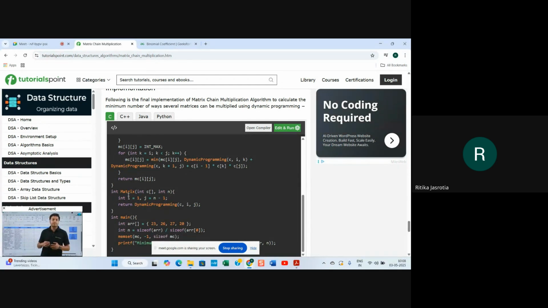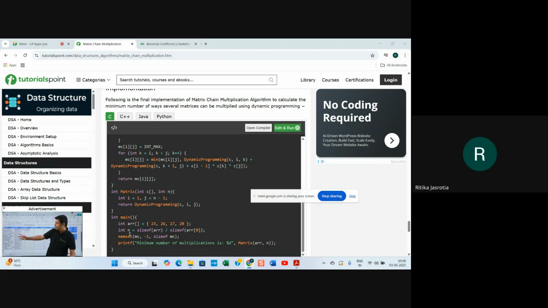Then here they are making int matrix C, int C, int N. Here also they are passing it. Int i is equal to 1, j is equal to N minus 1, return dynamic programming C, i, j. So these values will be passed here, right? So here int array is 23, 26, 27, 20. These are the values of the array, right? Int n is equal to size of array divided by size of array 0. So here you are calculating the size of the array.